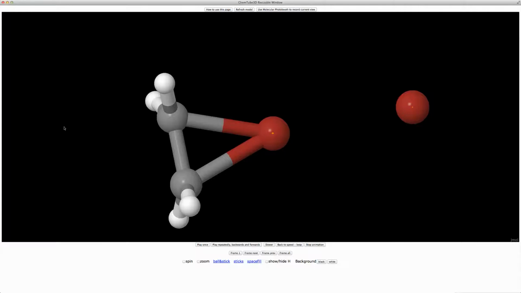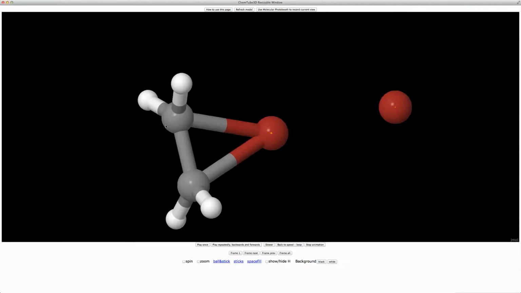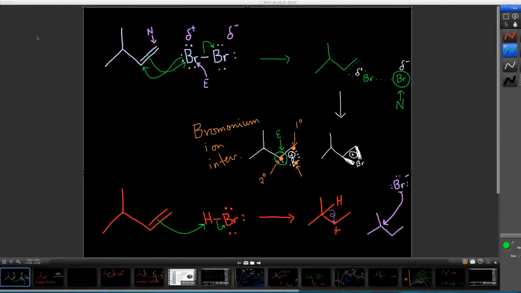And if you attack it from the back side, this bond will have to be broken. So you would push arrows, tail of the arrow, tip of the arrow, tail of the arrow, tip of the arrow. Now you have a bromine atom that is to the left and a bromine atom on the bottom carbon that is to the right. This is anti-addition. Let's take a little bit closer look at what this looks like.